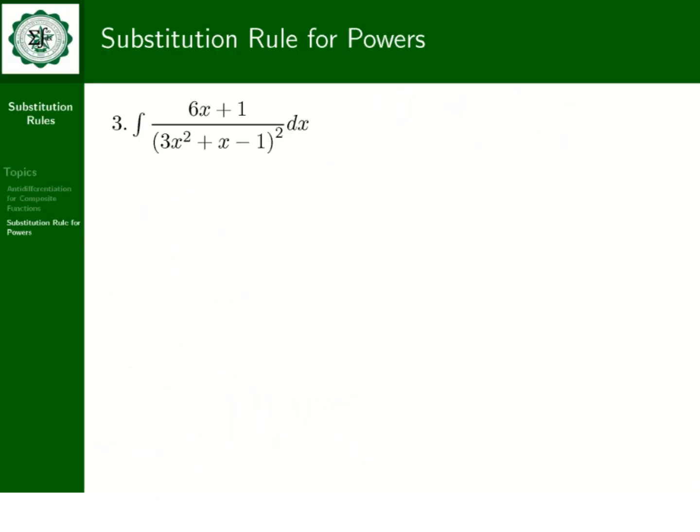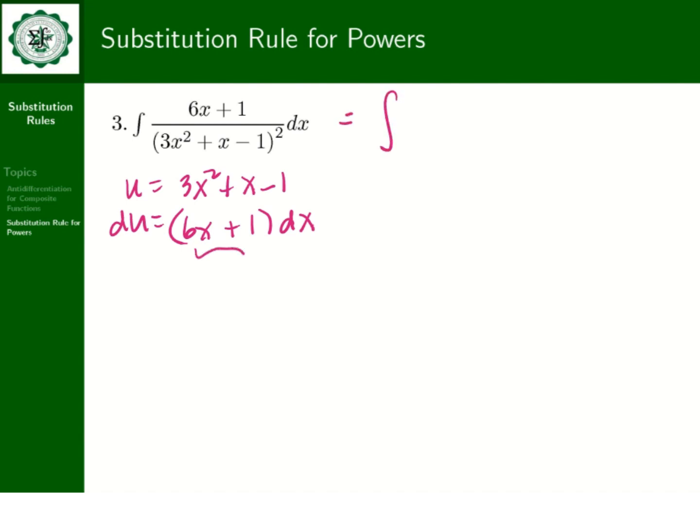For our next example, we find the indefinite integral of 6x plus 1 all over 3x squared plus x minus 1 raised to 2 dx. So here we let u be 3x squared plus x minus 1, and then du is equal to 6x plus 1 times dx. So if we perform the substitution, our given becomes, so 6x plus 1 dx together, this will be our du, and then for the denominator, you have 3x squared plus x minus 1 will be replaced by u, and then we have raised to 2.